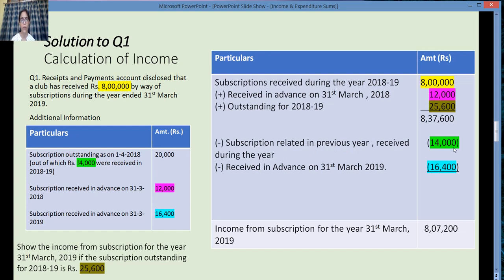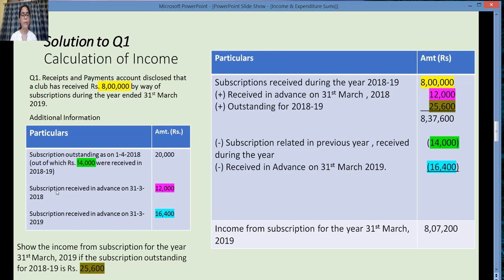So that is 14,000. Generally, anything outstanding at the beginning is assumed to be received during the year. Had this 14,000 not been given to you, we would have deducted the entire 20,000. But it was clearly mentioned that the entire 20,000 was not received, only 14,000. That is why we have deducted 14,000. Students, had this information in brackets not been given, we would have deducted the entire 20,000, because anything outstanding at the beginning of the current year has to be deducted.